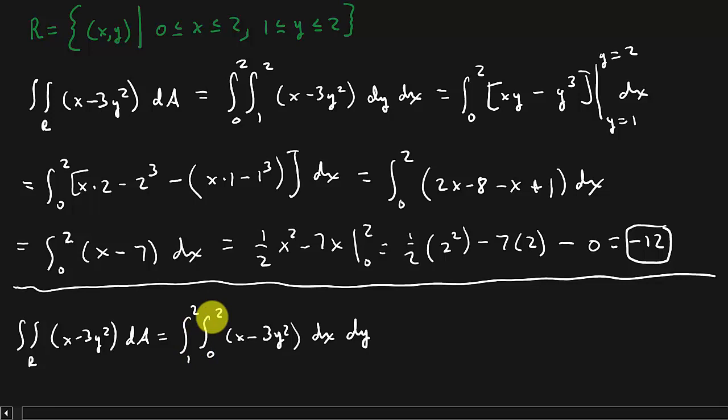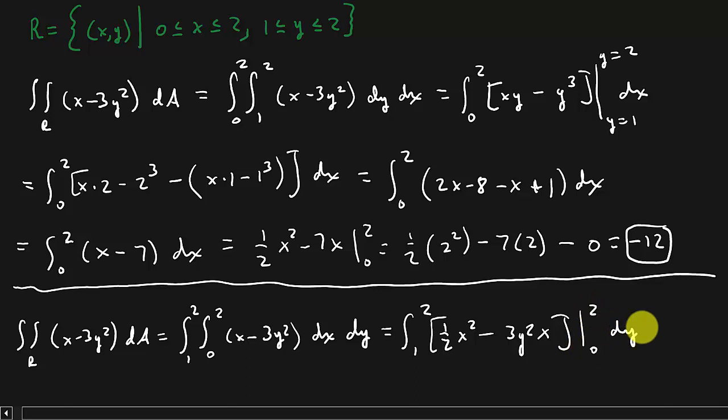All right, so now let's integrate this. That's going to be 1 to 2. I'm integrating with respect to x, so that means y is fixed. I'm going to treat y like a number. So the antiderivative of x is 1/2 x squared minus, now look, you see this 3y squared? That's just a number. So that's just going to be 3y squared x, and that is going from 0 to 2, and I've got dy.